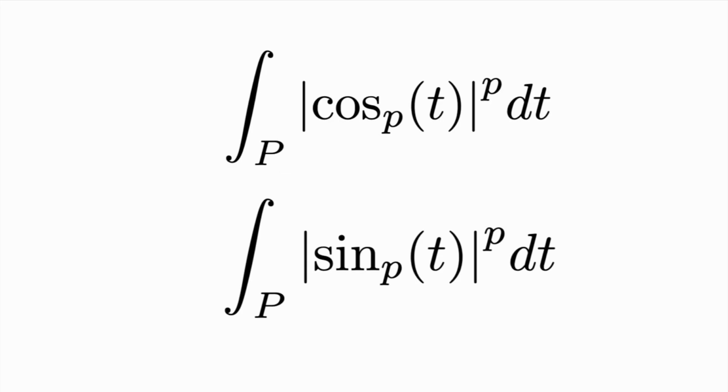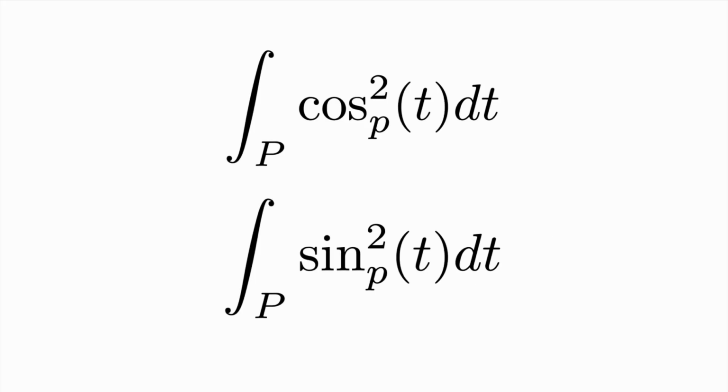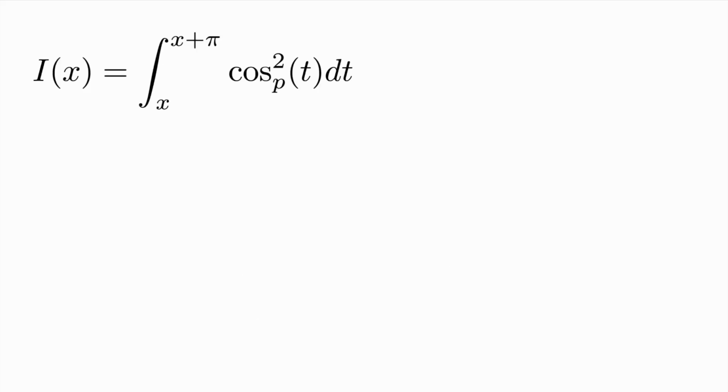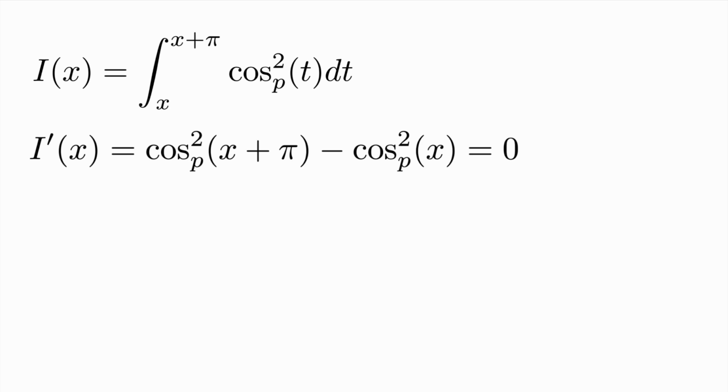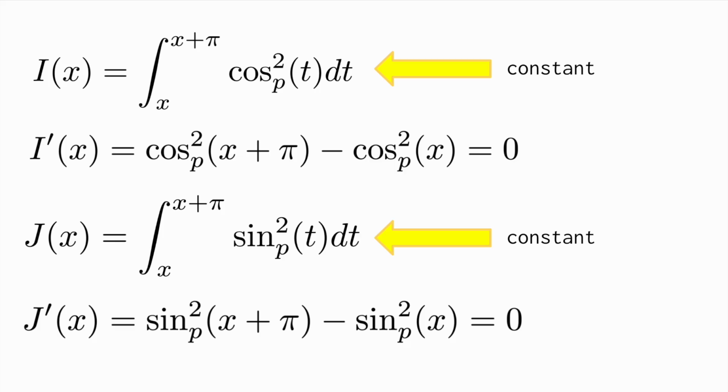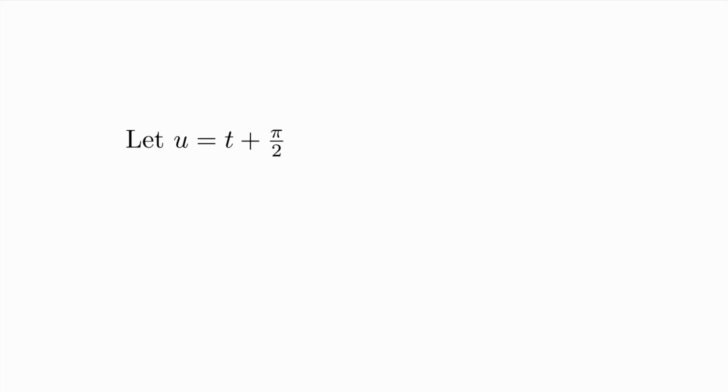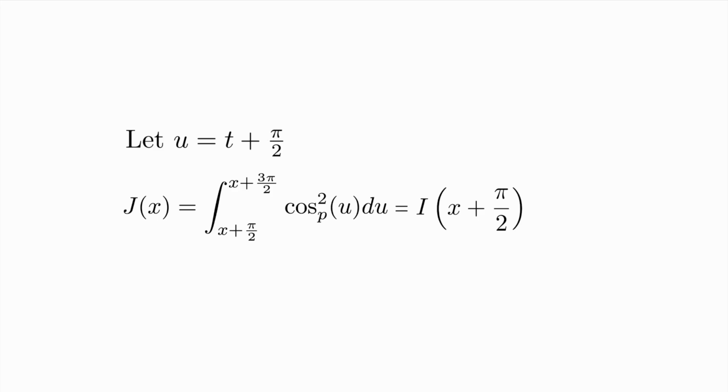Next, we have some similar integrals, but instead of to the p, we're squared. Here, the big P still represents an interval of length pi. We're going to work with these integrals in a very similar way as with the last two. We'll let a function I be defined as the cosine integral, and using the fundamental theorem of calculus, show that it's constant with respect to x. We'll do the same with j. Doing the same u-substitution as before, we can get that j of x is equal to I of x plus pi over 2, which, since I is constant, is equal to I of x.